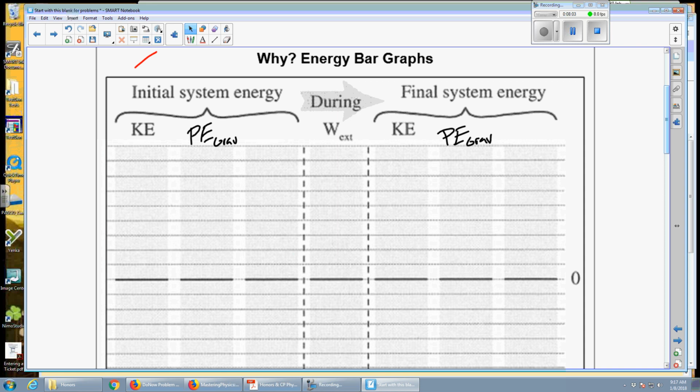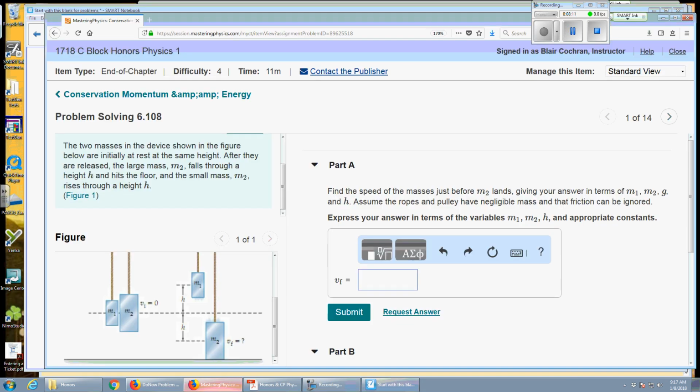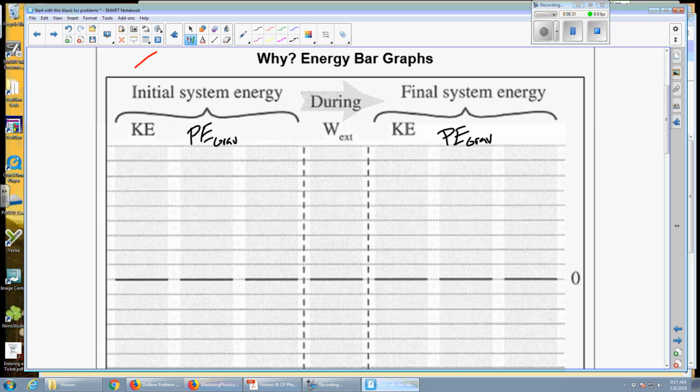So let's see. Mass 1, I'm going to do in blue. At this initial position, it has some gravitational potential energy. I'm going to set my zero point where M2 hits the ground, just before it hits the ground. That means the position is different for M1 and M2, so they're going to have some gravitational potential energy at the beginning. Let's give this one 4 bars worth. That's my M1.